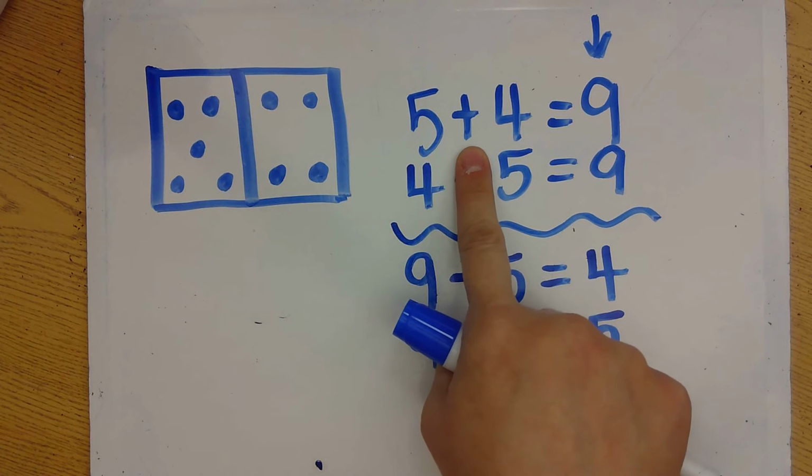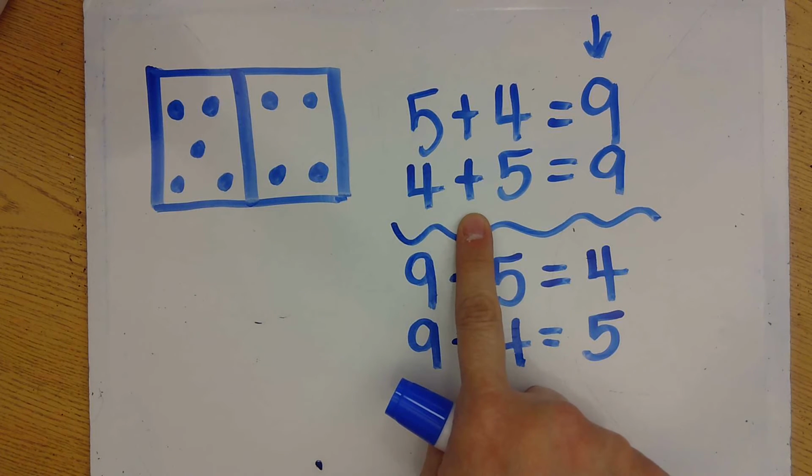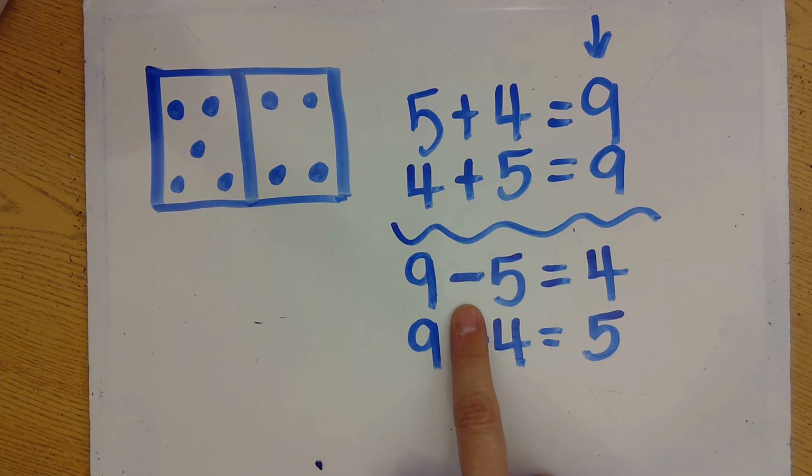5 plus 4 equals 9. 4 plus 5 equals 9. 9 take away 5 equals 4. And 9 take away 4 equals 5.